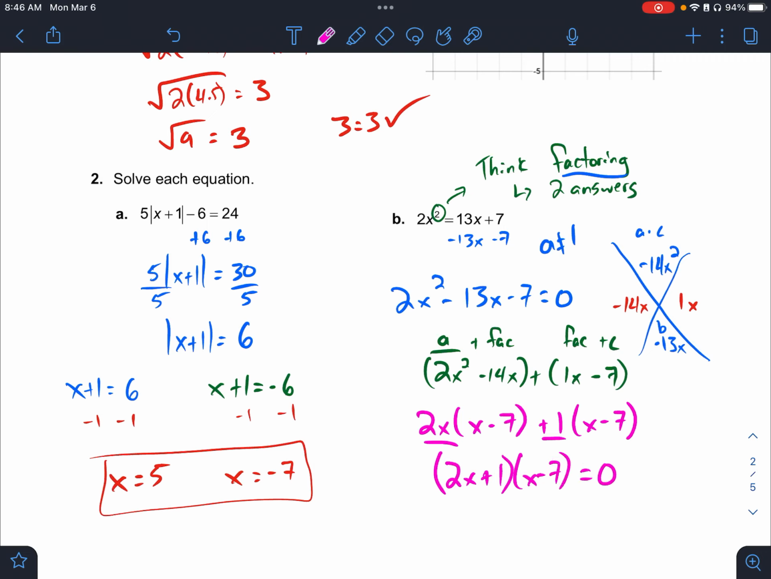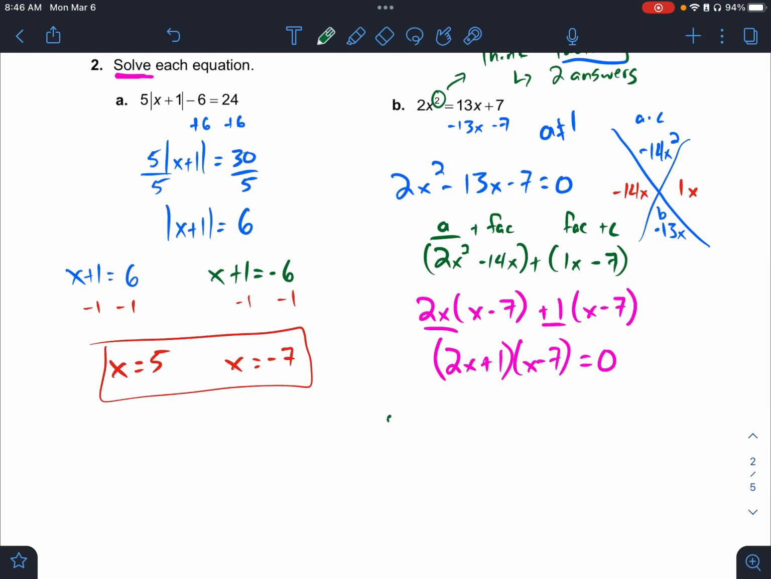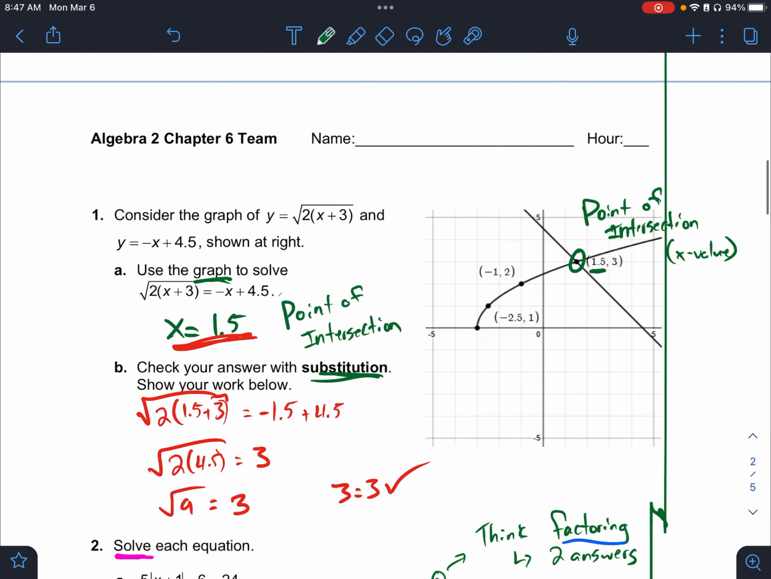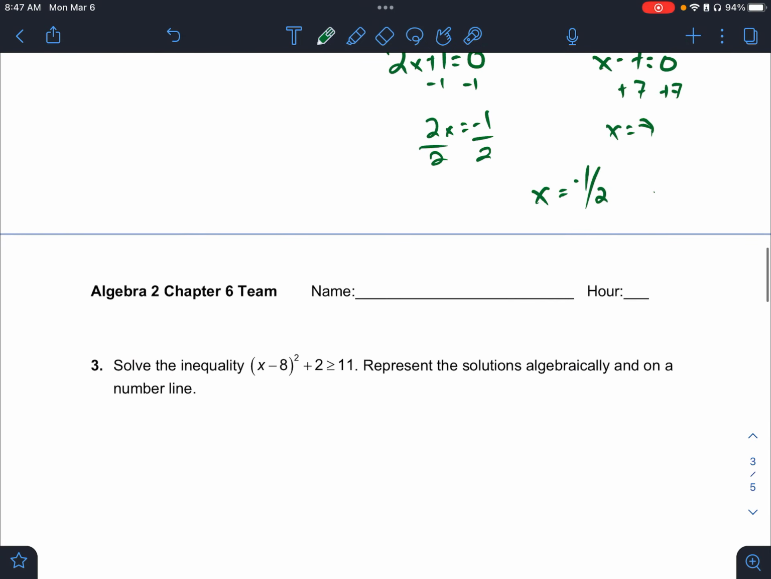Remember, this is all equal to 0. We're solving these, so we have to go the step further to be able to solve. So I have 2x plus 1 equal to 0. I have x minus 7 equal to 0, and solve. Subtract 1, add 7, divide 2, and I get x equals negative 1 half and x equals 7. Two answers, which are the two possibilities. So that's going to be like the equations part of it. Some easier, some harder, but a nice kind of mix of everything.